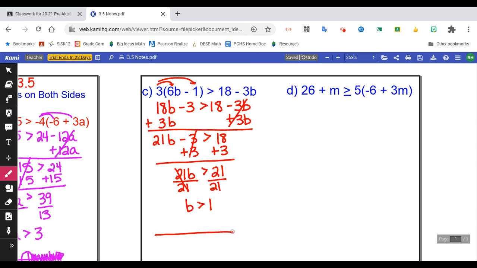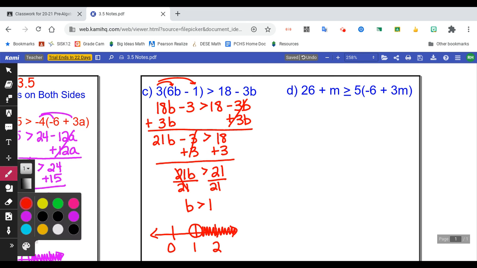Okay, another greater than. So I'm going to do 0, 1, and 2. Open again, and greater than is to the right. Hopefully this is looking really familiar to you. Let's do our next one.